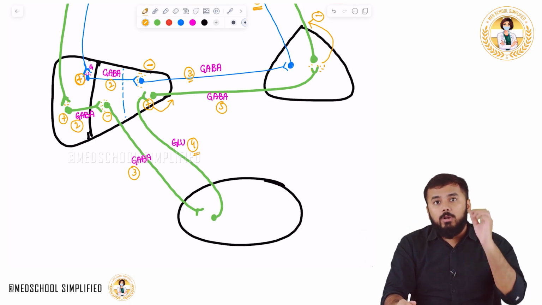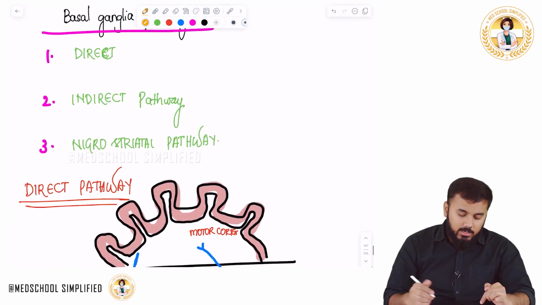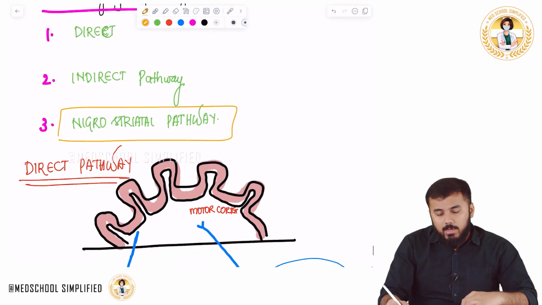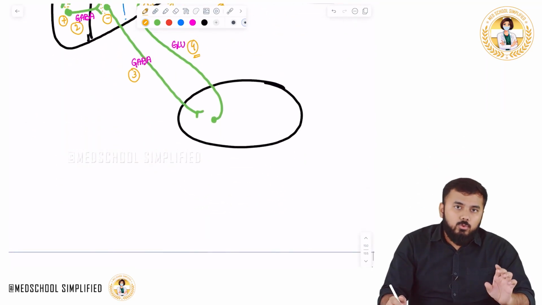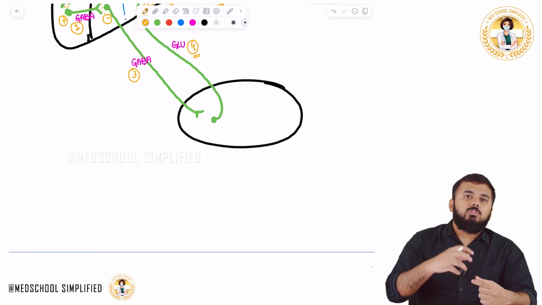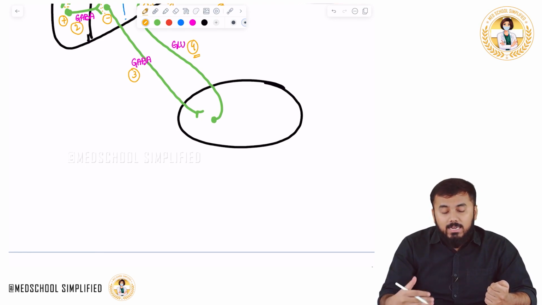Now, the last important thing is that we have also discussed the third important pathway over here, that is the nigrostriatal pathway. What is this nigrostriatal pathway? Nigrostriatal pathway in the sense, within the midbrain, you have got a structure called the substantia nigra. So from the substantia nigra, the neurons which are coming out are called dopaminergic neurons. Why? Because they release a thing called dopamine.